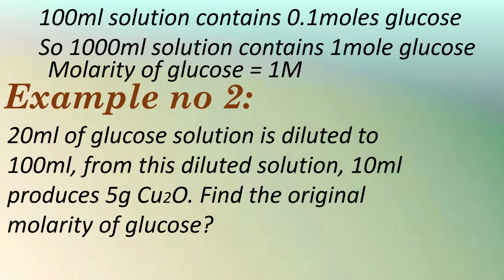Example number 2. 20 ml of glucose solution is diluted to 100 ml. From this diluted solution, 10 ml produces 5 gram copper(I) oxide. Find the original molarity of glucose. So again, the Fehling test reaction is occurring. 20 ml of glucose solution is diluted to 100 ml, that is 5 times dilution. From this diluted solution, 10 ml produces 5 gram copper(I) oxide. We have to find the original molarity of glucose.